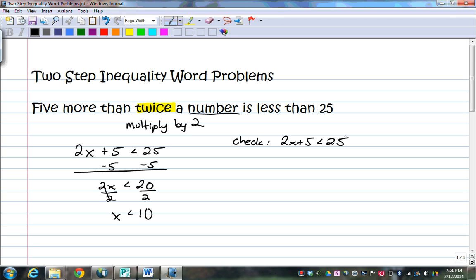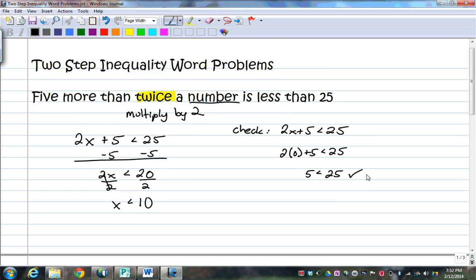I need to pick something that will satisfy it. So it needs to be a number that's less than 10. Good old 0 is going to work here. 0 plus 5 is less than 25. This is why it's beautiful. It completely took the math out of there because it eliminated that first term. 5 is less than 25 and it works.